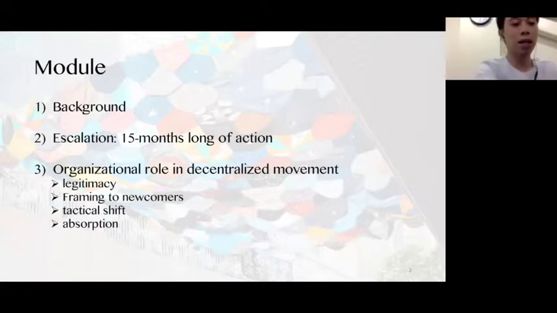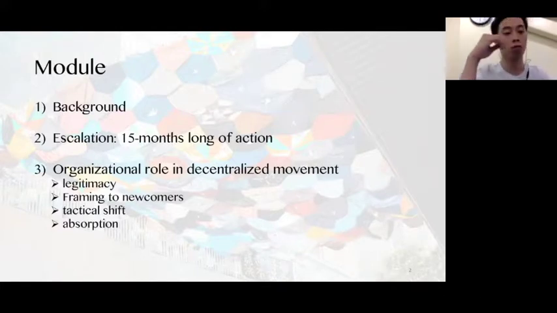Escalation means that before the Umbrella Movement, we actually had a 15 months launch of small actions and also a campaign that advocated for civil disobedient actions and also nonviolent direct actions. So in those 15 months, what we have done that taught us and led us to September 2014 and had so many people, 200,000 people, take the street.